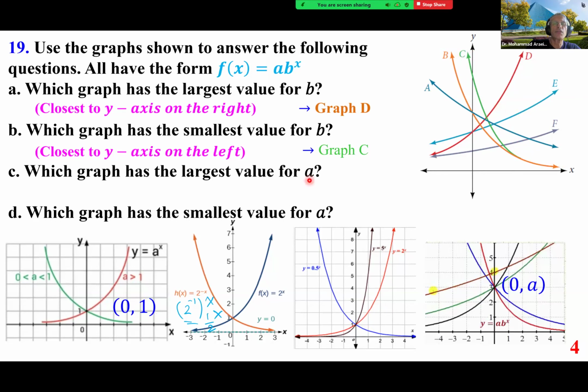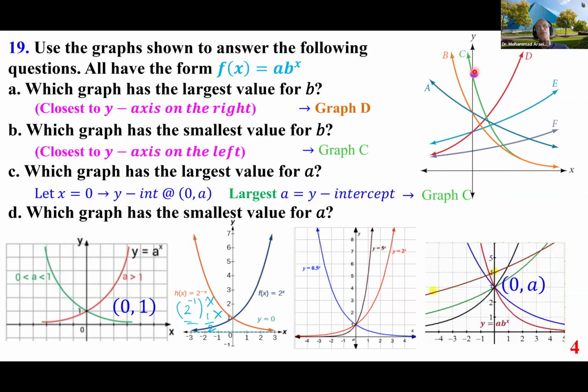Which graph has the largest value of A? Which graph has the smallest value of A? Well, what is A? A is the y-intercept, everybody. So the intercept takes place at 0, A. So which one has the largest? Look at the y-intercepts. Obviously, this is the largest y-intercept. So graph C. Largest A or y-intercept is this point, graph C.